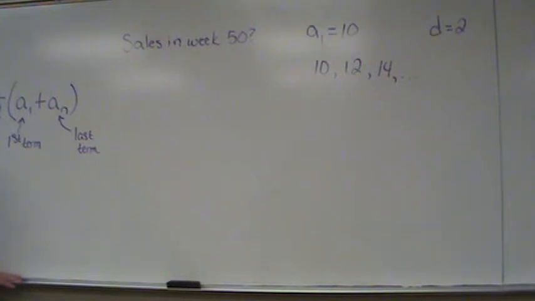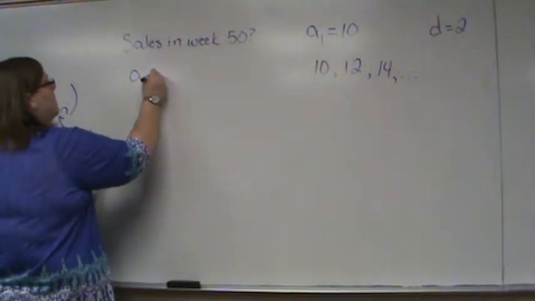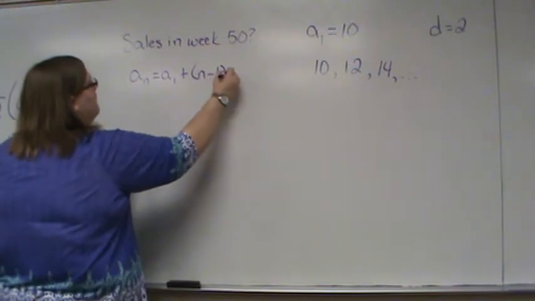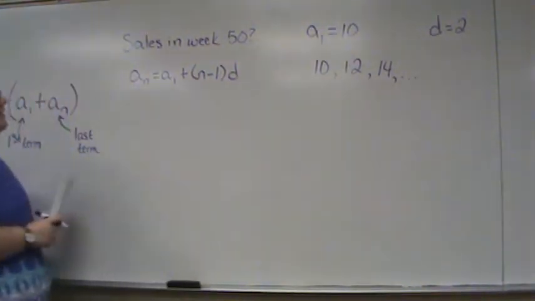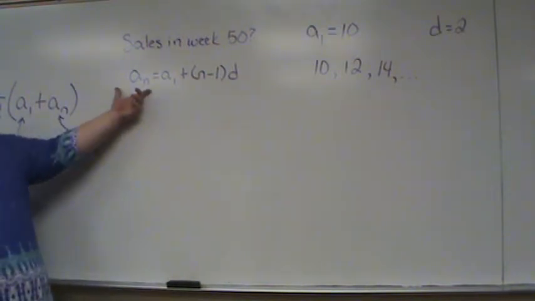Which equation? We're going to use the explicit equation again. That was how, for an arithmetic sequence, we found a specific term. In this case, we're looking for sales in week 50. So what are we solving for? We're looking for the number of sales in week 50, a sub n. So we're solving for a sub n.